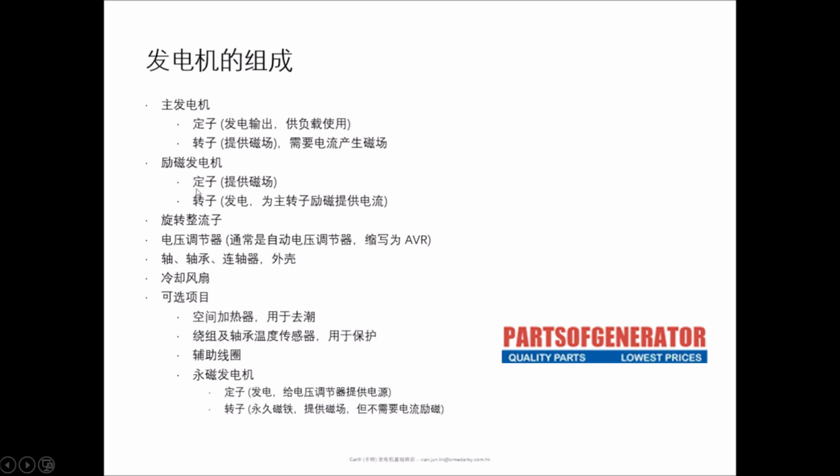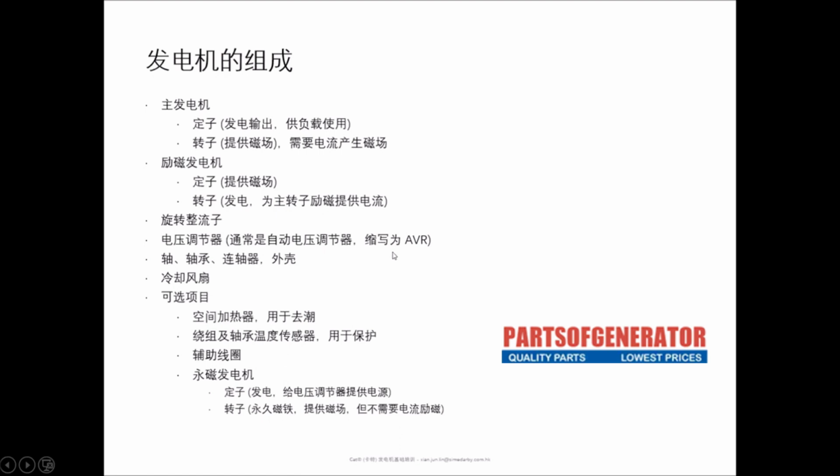The second one is the excitation generator. The excitation generator generates electricity from the rotor. After generating electricity, it provides excitation current to the rotor of the main generator. In order for the excitation generator to generate electricity, it is necessary to supply power to the stator of the exciter, so that it can provide a magnetic field in the excitation generator.